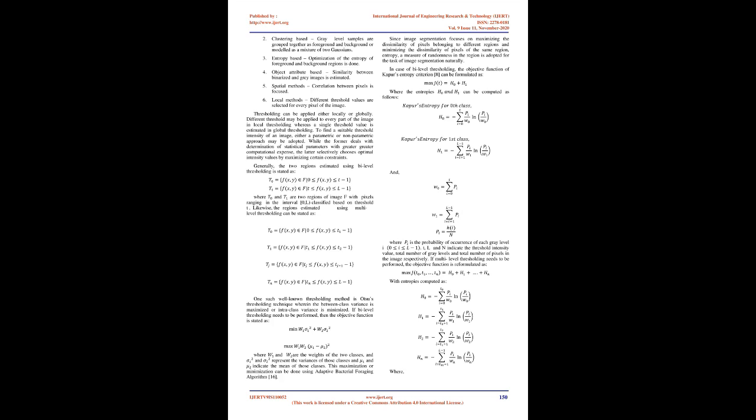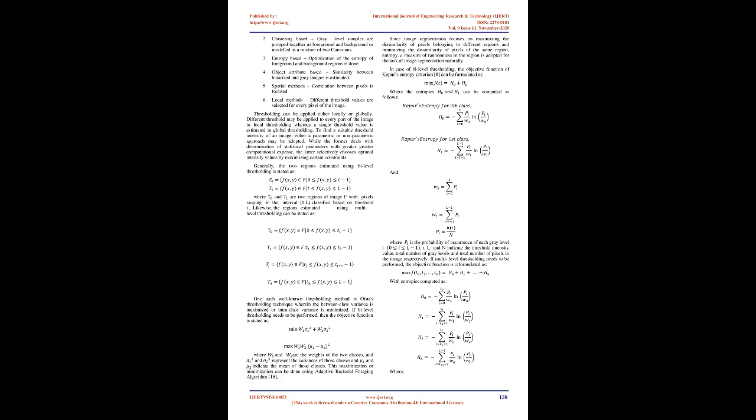Thresholding can be applied either locally or globally. A different threshold may be applied to every part of the image in local thresholding, whereas a single threshold value is estimated in global thresholding. To find a suitable threshold intensity of an image, either a parametric or non-parametric approach may be adopted. While the former deals with determination of statistical parameters with greater computational expense, the latter selectively chooses optimal intensity values by maximizing certain constraints.